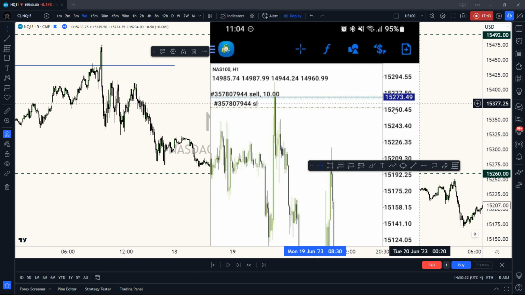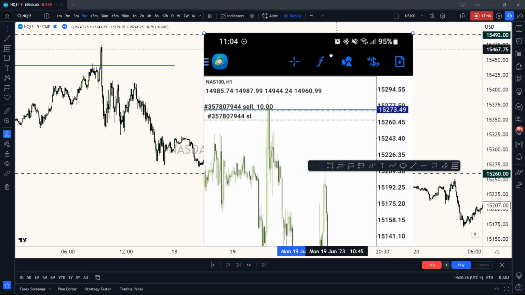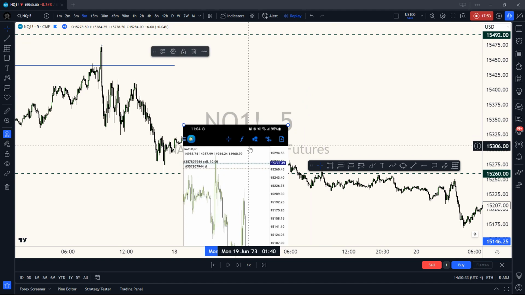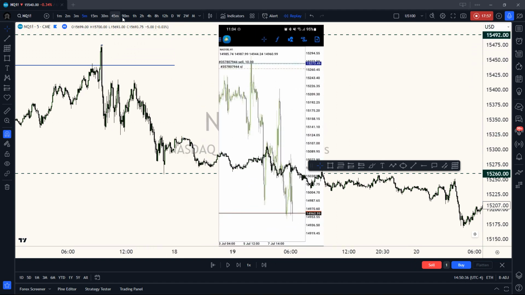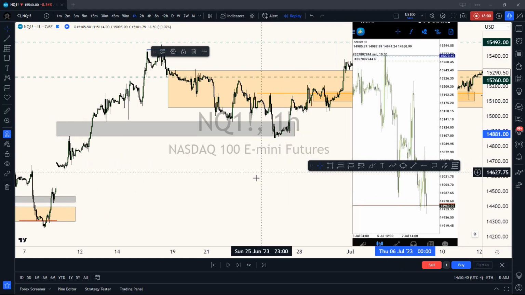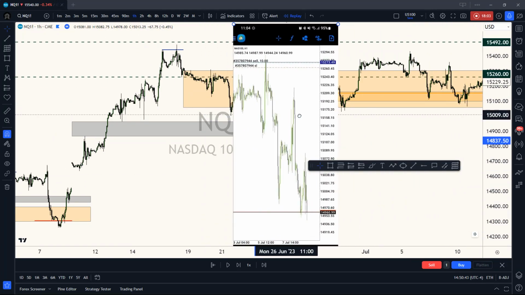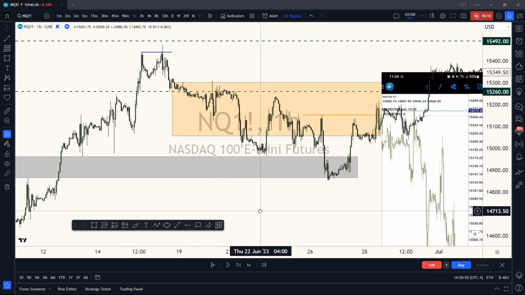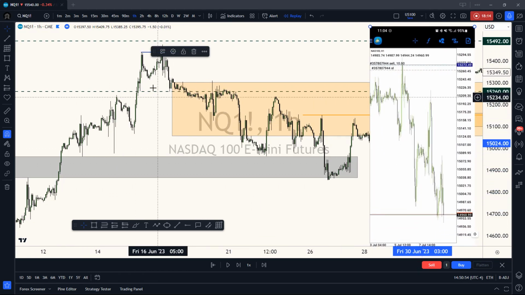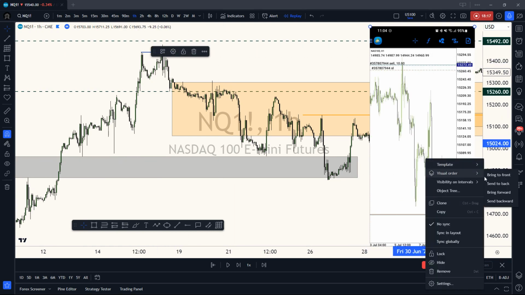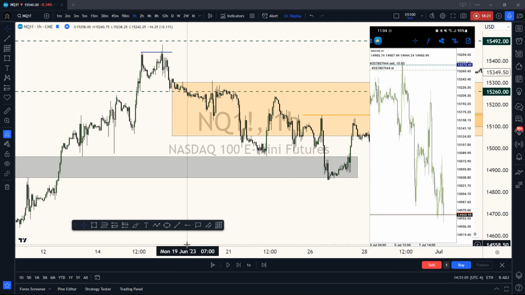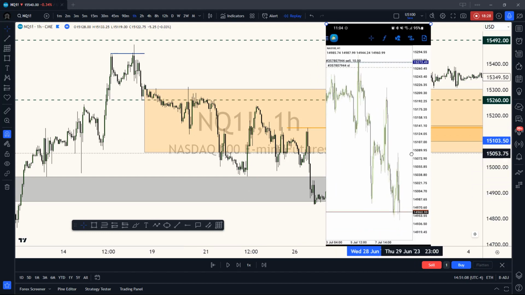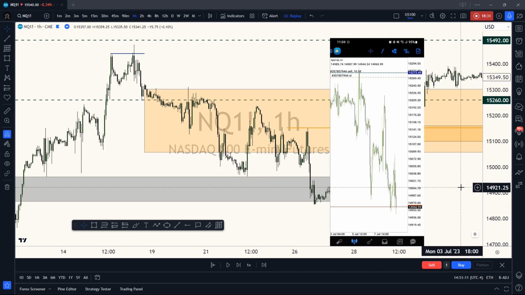15,207 something. That was my broker's price, whatever. But that's not the point. The point is that I did sell that day. This is an hourly chart. And this is the fractal. This is my trade. Bring to front. You see it? There you go.